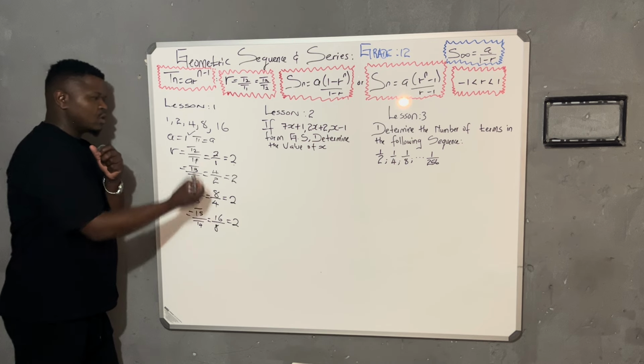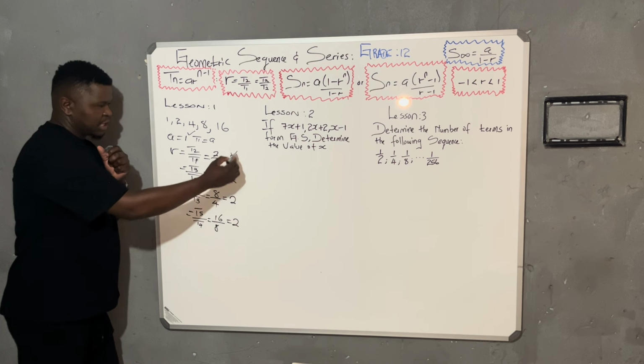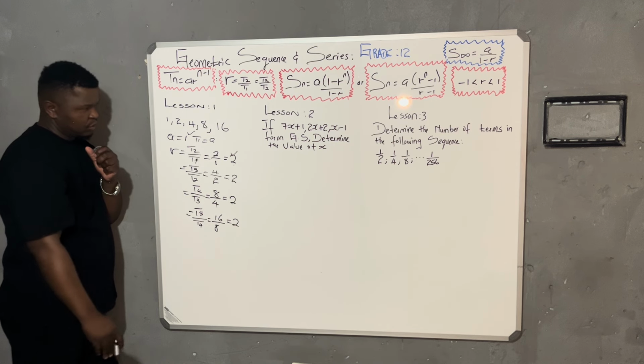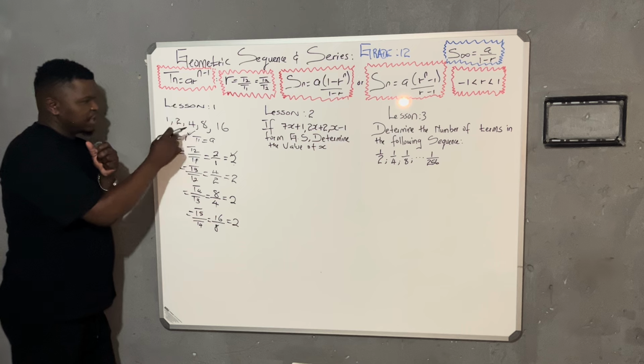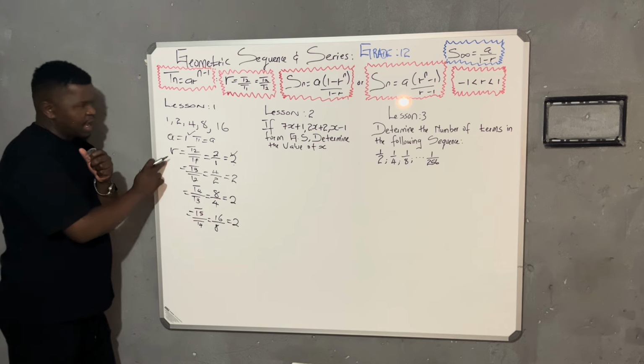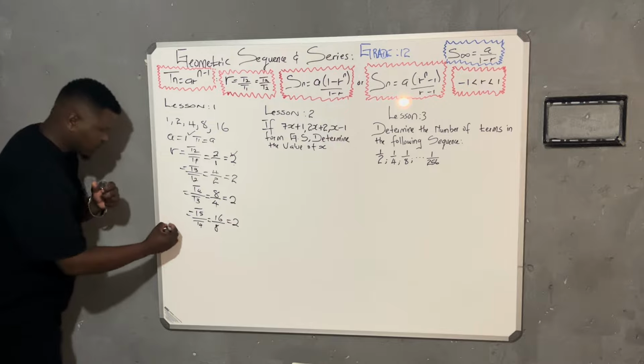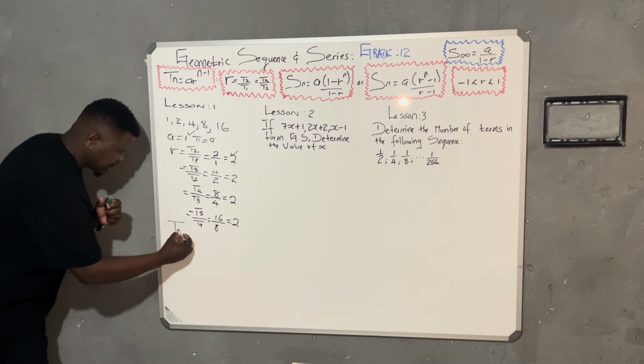So now, as I'm saying, this is the basic. One needs to know how to get the r, because it is going to play a major role in everything that you're going to do here. And still having the a and the r, following this formula, they can now ask you to find the general term.